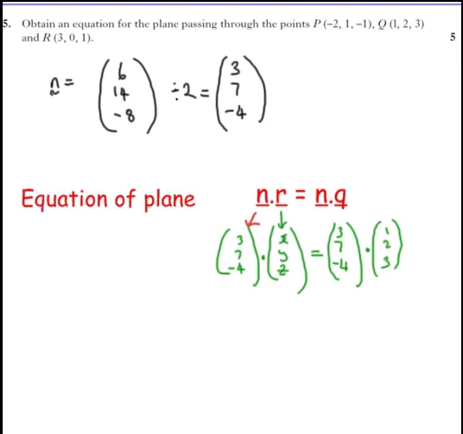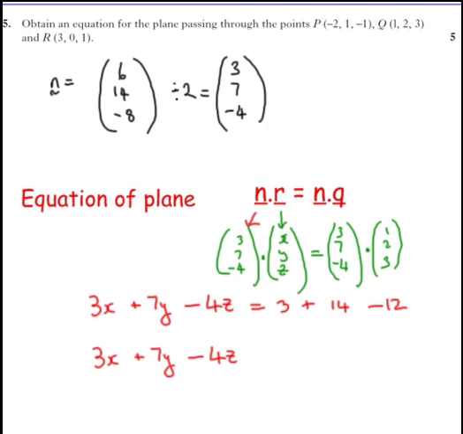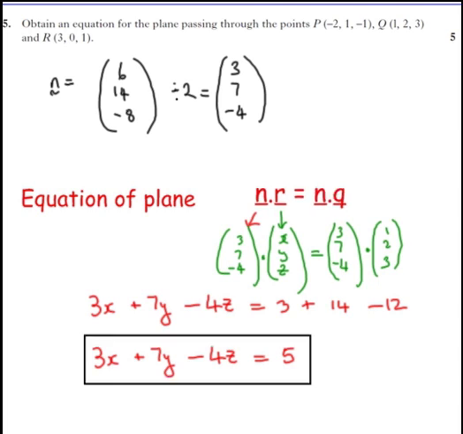So that's 3 times x, 3x, plus 7y, minus 4z, and that would be equal to 3 times 1, plus 7 times 2 is 14, minus 12. 3x plus 7y minus 4z is equal to 5, and that's the equation of the plane that we're after.